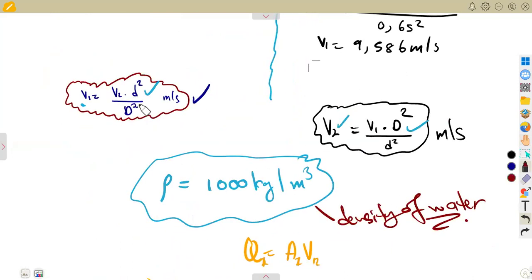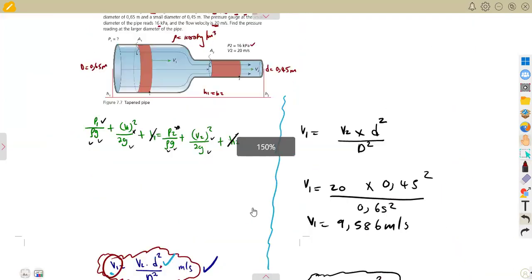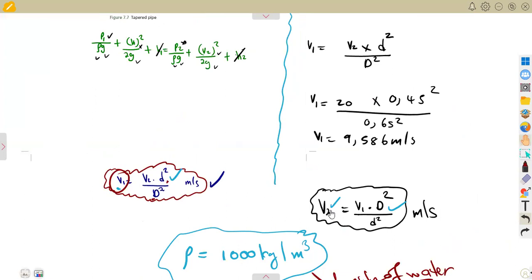So let's talk about this again. In order to have V1, it is going to be V2 times D squared, where this D is the diameter on the other side. V1 is the inlet, and this is the diameter at the exit. This is the diameter at the inlet, the bigger diameter. Guys, consider that on the diagram: D at the exit, D at the inlet. V2 is going to be V1 times D squared at the inlet. This is V2 at the exit, but the diameter that you take is at the inlet. This is exit, but the diameter you take there is at the inlet.